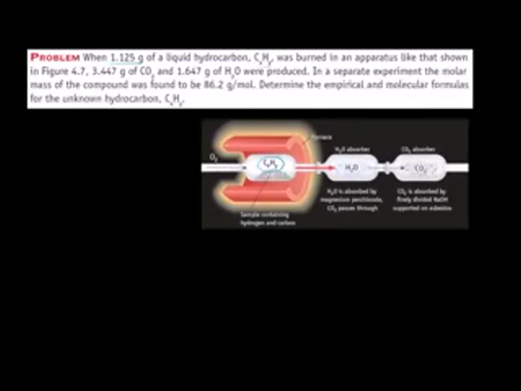So when it burns in this apparatus with oxygen, and we have 1.125 grams of it to start with, it tells us that 3.447 grams of carbon dioxide and 1.647 grams of water were produced. So let me write that reaction right there. Let me just write this first sentence right here, all of the information that they're giving us.